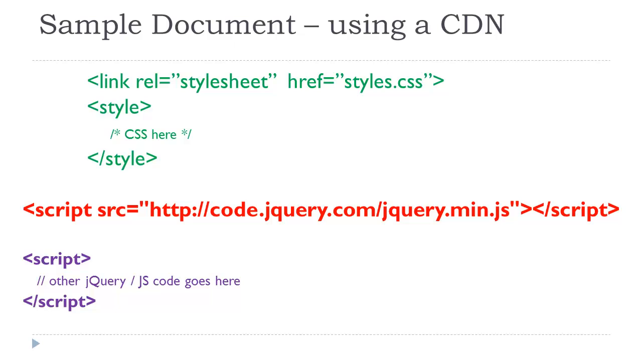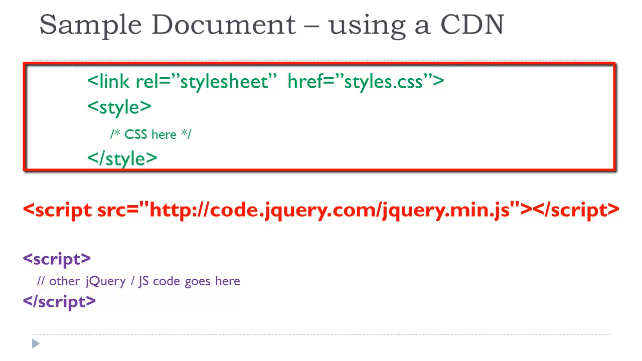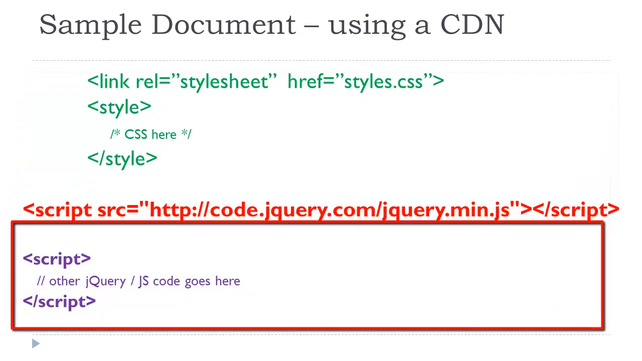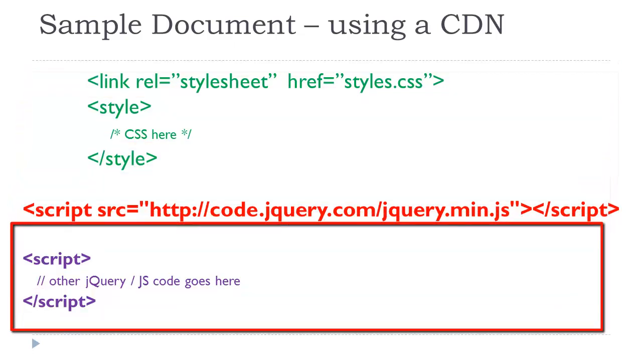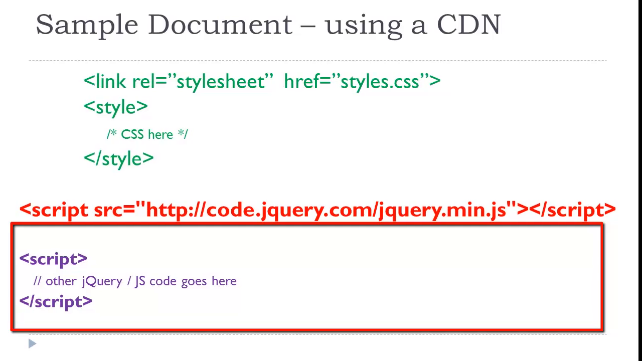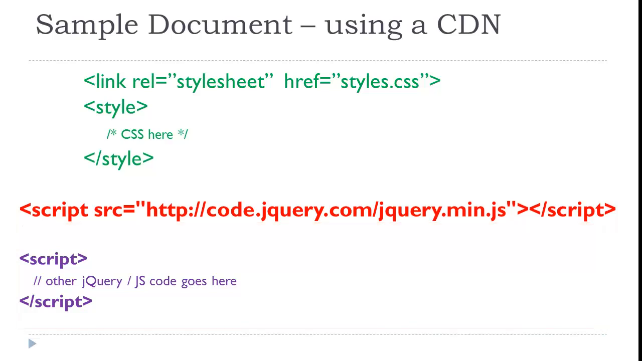All right, so this is an example of essentially where the three pieces fit in the head section of the document. In the green, first is where your CSS goes. Next, the red is where the reference to the jQuery library goes. Finally, any other JavaScript goes after that. So this is the order in which your code needs to go in your document.